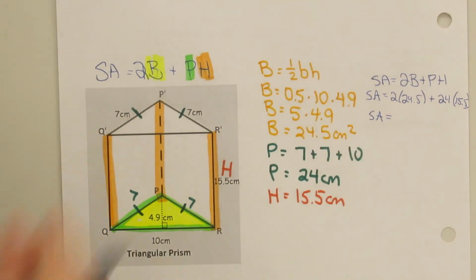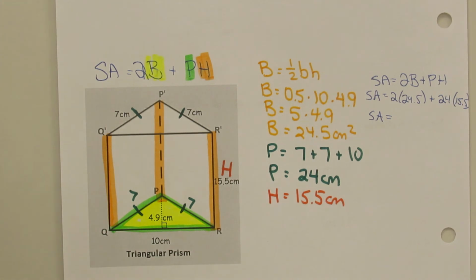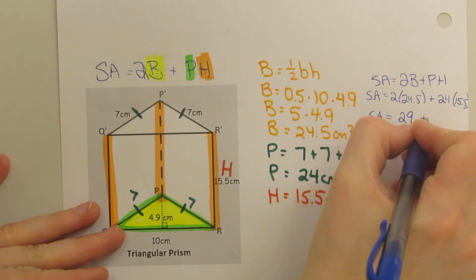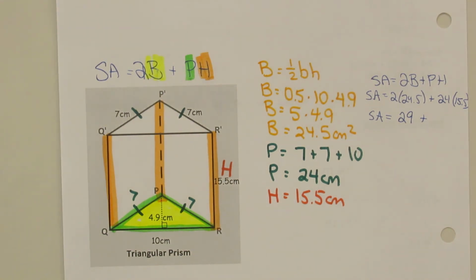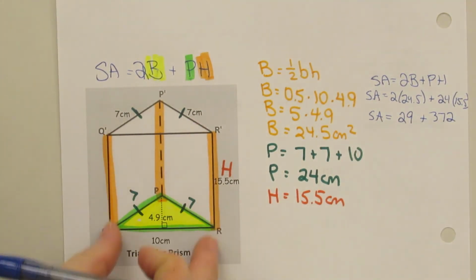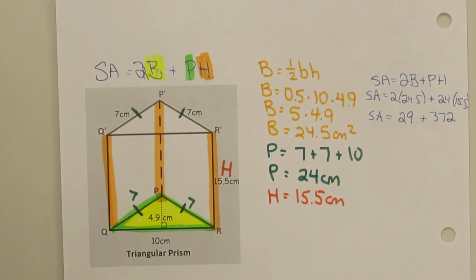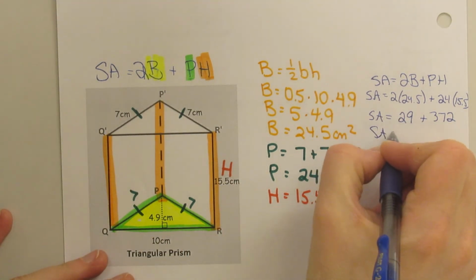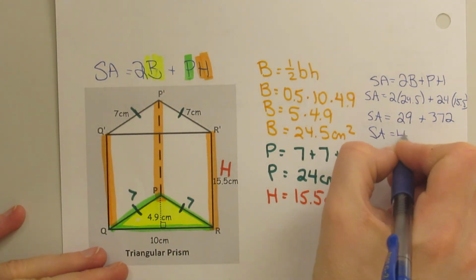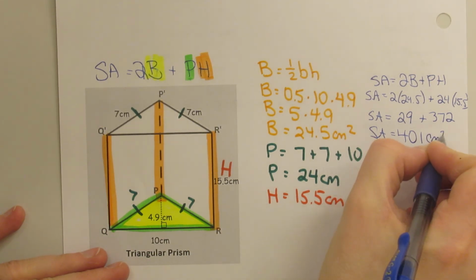So my multiplication has to happen before my addition. So 2 times 24.5 is 49. And then 24 times 15.5 is 372. And that's all of these rectangular faces wrapping around the prism. So the surface area, 372 plus the 49 for the triangles gives me a total surface area of 421 centimeters squared.